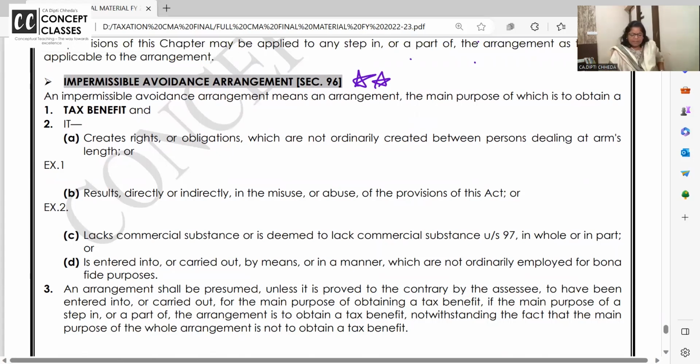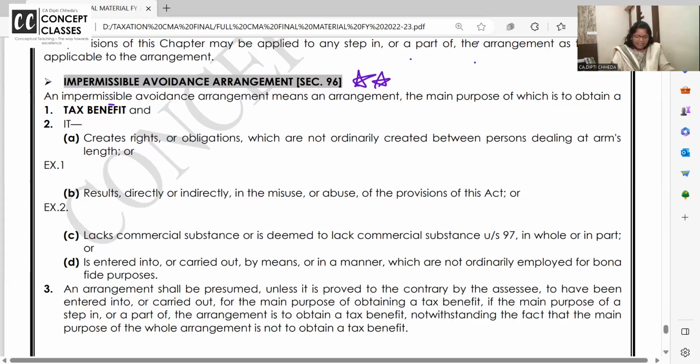An impermissible avoidance arrangement. We are saying no, this is not permitted. You go and say I want to watch a movie. Yeah, go, no problem. You say I want to watch back to back 3 shows today. Then what will your parents say? Not permitted. You're not allowed to sit 3 hours, 9 hours in the theater.